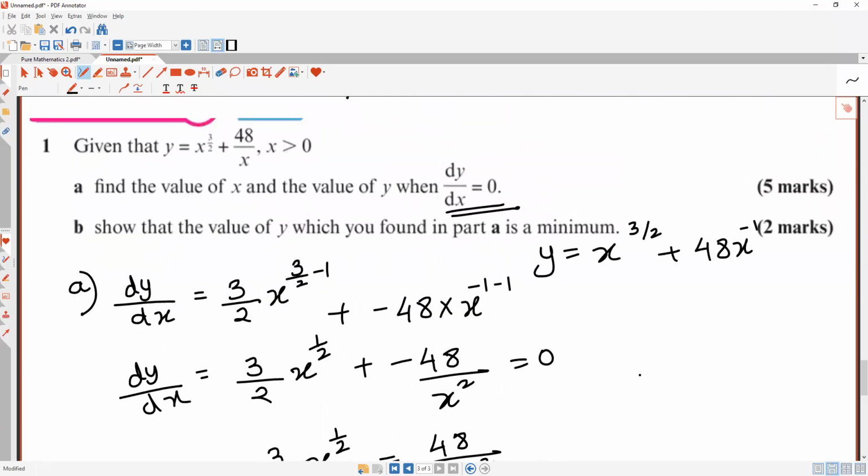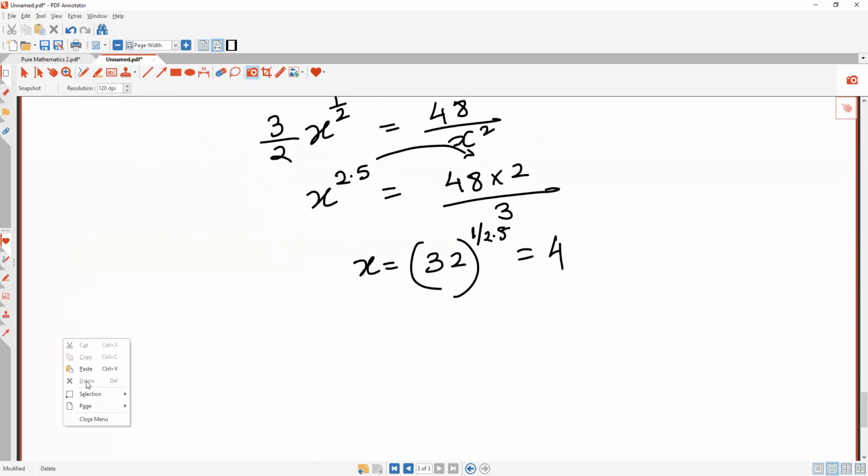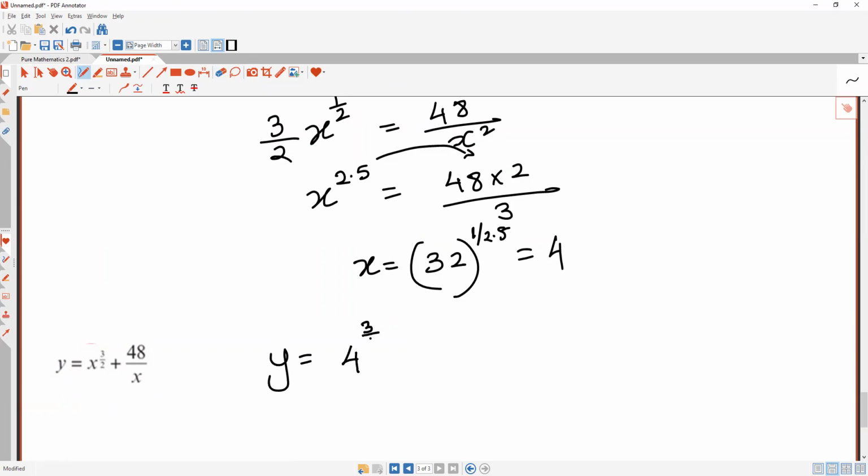Now we have x. Now we have to find the y value. For the y value, you need to always use the main equation of y. So copy, paste. So y equals 4 raised to 3 by 2 plus 48 divided by 4. Now do this in your calculator. What is the y value you guys are getting? Check.